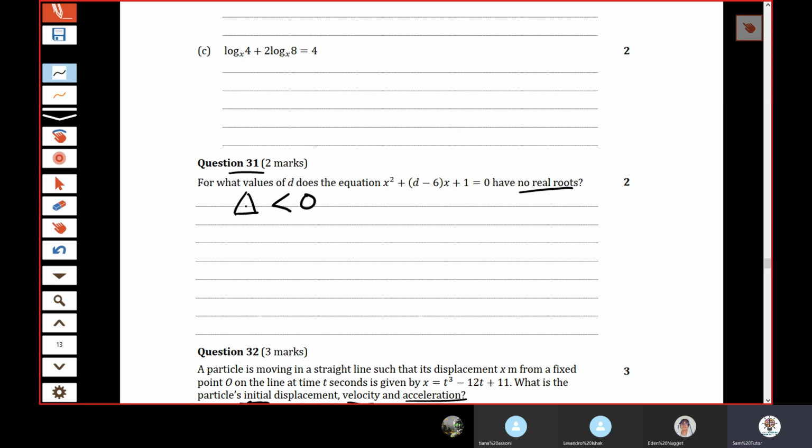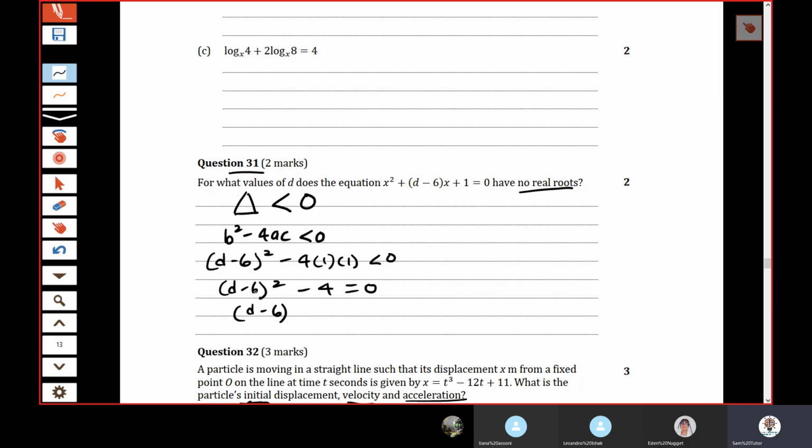So that's okay. Or you could have even said b squared minus 4ac less than 0. For it to have no real roots, the discriminant must be less than 0, which means this, and then you just start solving. d take away 6 squared minus 4 times a, which is 1, times c, less than 0. The way we have been solving our inequalities, if you guys remember this, is we make it equal to 0.